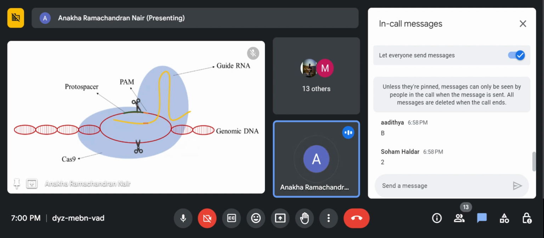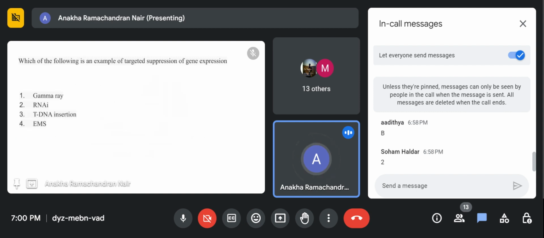Okay, so let's move on to the next question. The question is, which of the following is an example of targeted suppression of gene expression? Option 1 is gamma ray, option 2 is RNAi, option 3 is tDNA insertion, and option 4 is EMS. So, what do you think the correct answer is? Alright, someone is saying it's option 2. Anyone thinks it's something else?